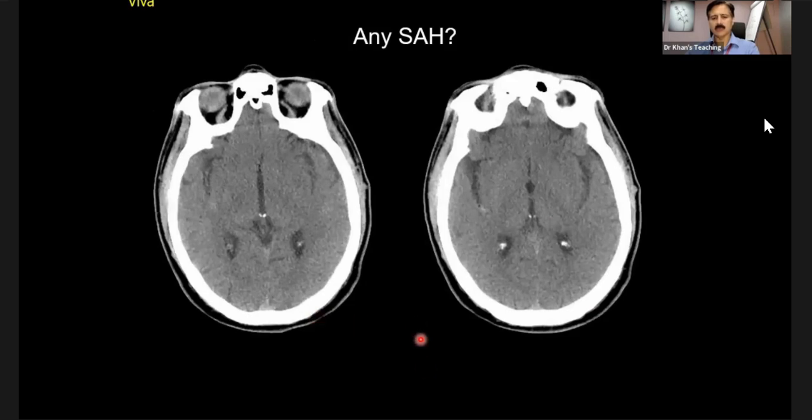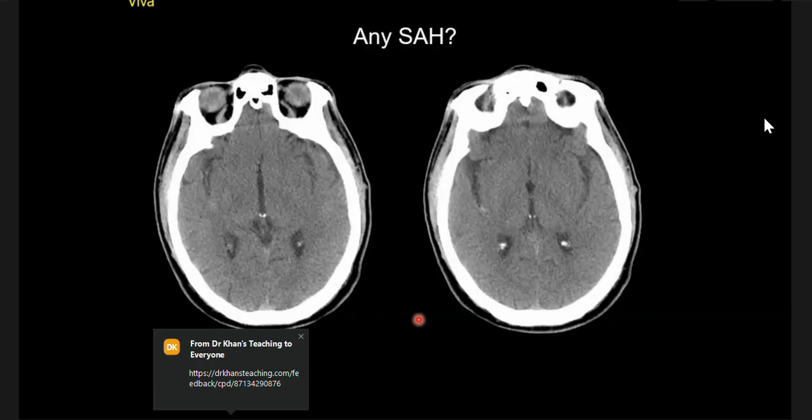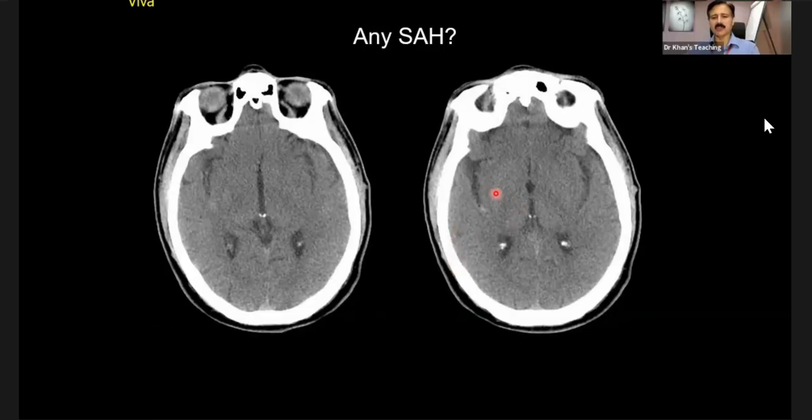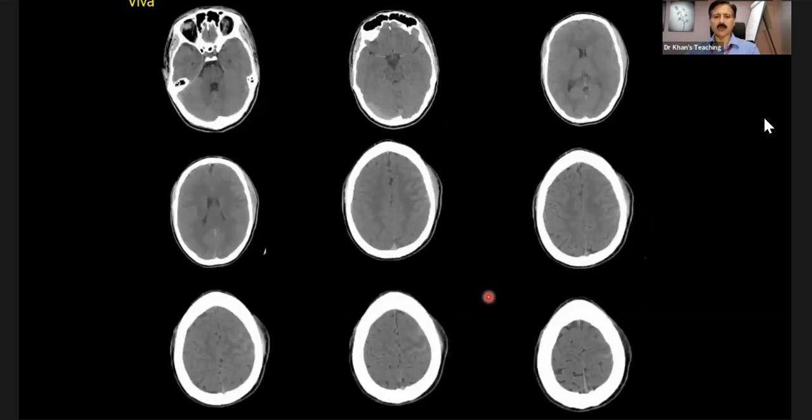Any subarachnoid hemorrhage? Just going through. There is some high density, especially on the right side, parietal occipital junction. So this is the Sylvian fissure, right? Yeah, but on the first slide as well, I think there's a bit of high density in the subarachnoid space. Okay, fine. So basically, subarachnoid hemorrhage in the Sylvian fissure. The history of trauma in this case was about 4 days old.